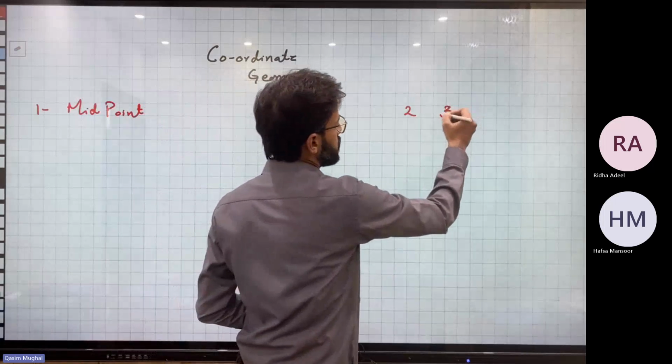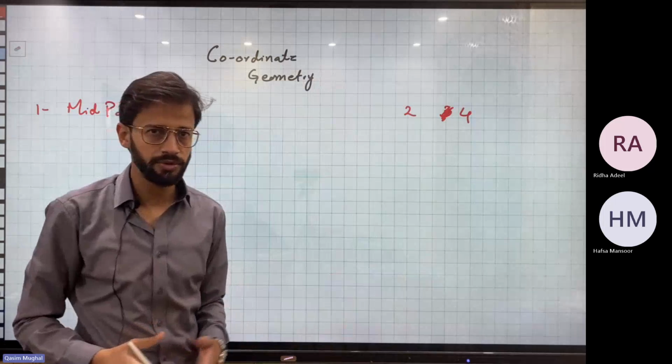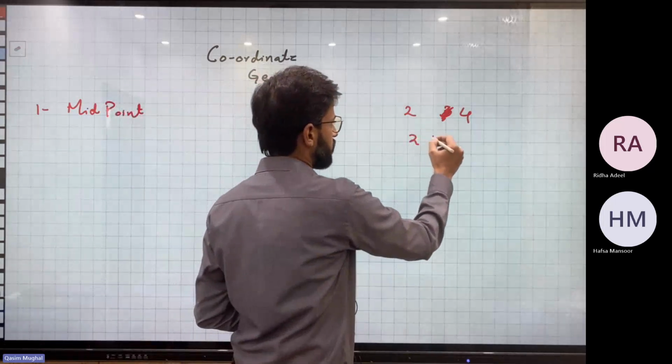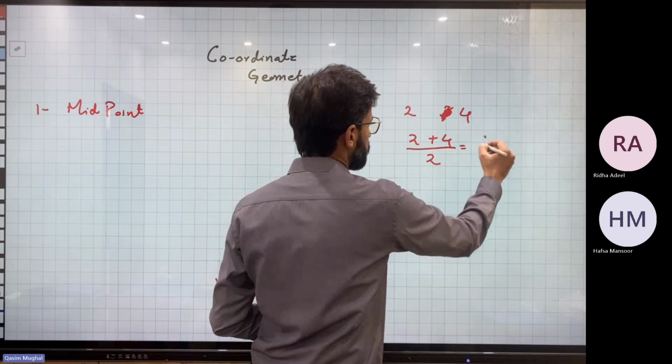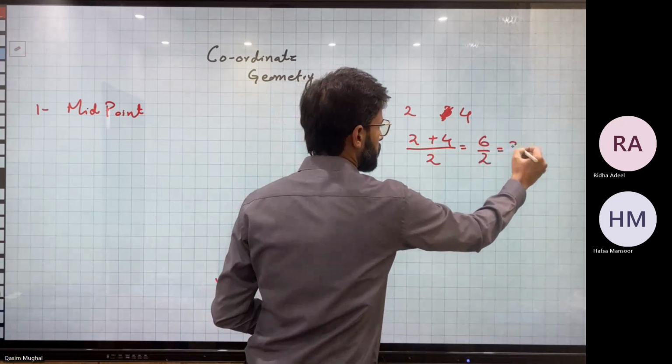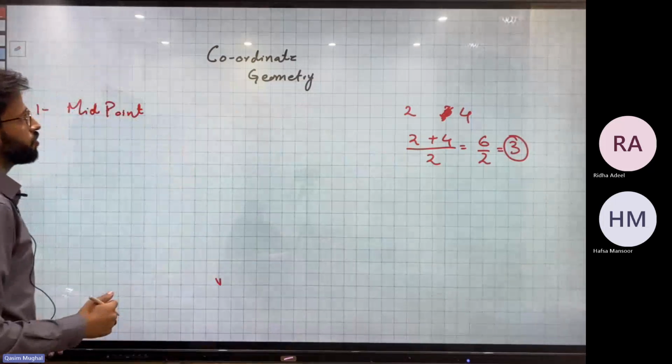Let's change it to a simple example. Let's say I have 2 and 4. The number in between them is going to be 3. The mathematical process behind it is that you add the two numbers and then you divide by 2. That leaves you with 3. So we apply the very same concept over here.